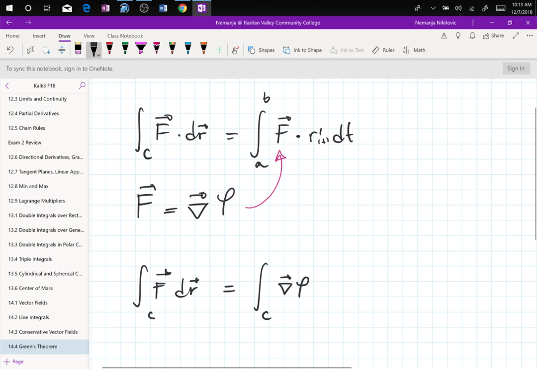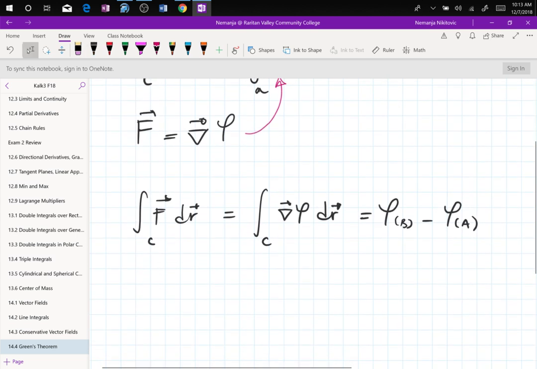dr. And if we learned anything from the fundamental theorem of calculus, we learned that integrals and derivatives cancel. So we can actually understand this as phi of point B minus phi of point A, which actually is the fundamental theorem of calculus for line integrals.